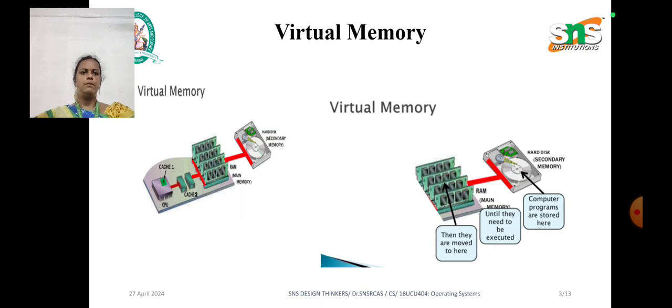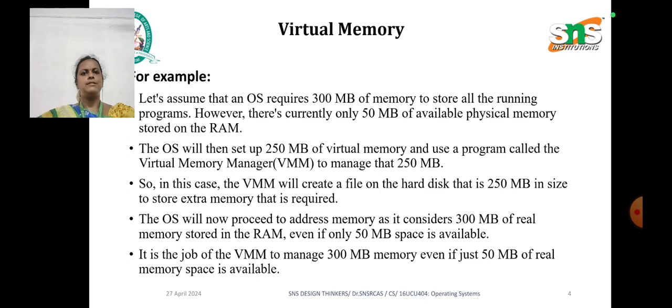So virtual memory gives that they are moved to here until they need to be executed, and then computer programs are stored here, that is main memory. For example, let's assume that operating system requires 300 MB of memory to store all the running programs. However, there are currently only 50 MB of available physical memory stored in the RAM. So the operating system will then set up 250 MB of virtual memory and use a program called virtual memory management to manage the 250 MB.